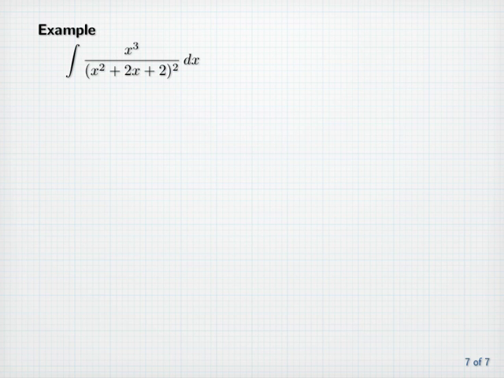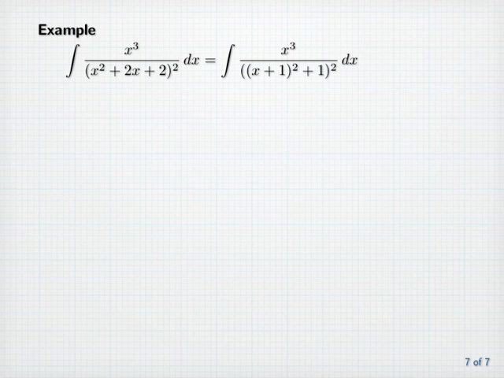Now let's look at an example that involves a repeated irreducible quadratic factor. Let's find the integral of x cubed divided by the square of x squared plus 2x plus 2 dx. It will make our work a good bit easier here if we complete the square and rewrite that quadratic as x plus 1 quantity squared plus 1.